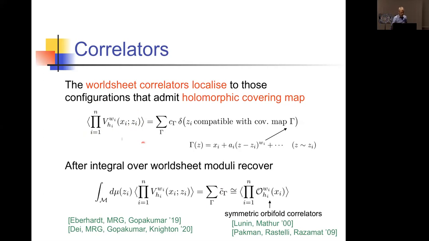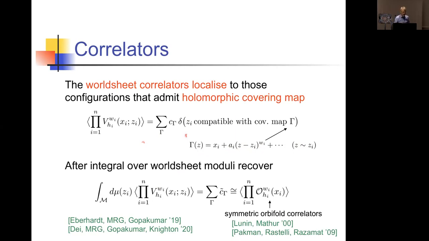And what you find is that these correlation functions, and that follows from an analysis of the Ward identities, are delta function localized to those Zi's that admit a holomorphic covering map from the Z's to the X's, i.e. a map of the form that maps Z to Xi plus some number times (Z minus Zi) to the Wi, if Z is near to Zi. And that's a very restrictive condition. There are holomorphic covering maps, but there are few of them around. There are only discretely many.